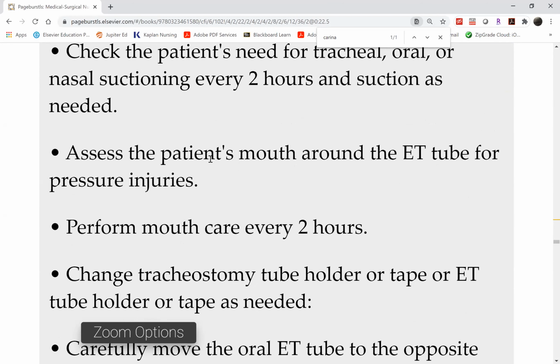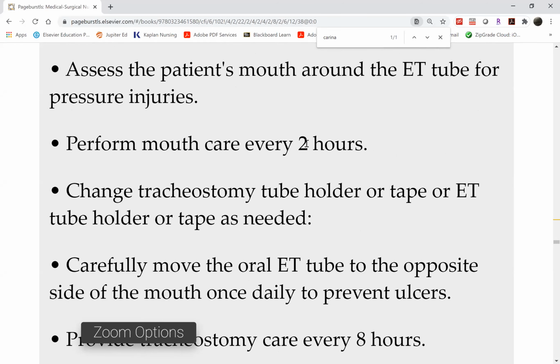The tube must also be moved. It shouldn't stay in one part of the mouth. So you can put it on the center, the left, or the right side. So just adjust your tube holder as you move it around. Because it's a hard plastic, it can cause pressure ulcers on the mucous membrane. The mouth care must be done every 2 hours.